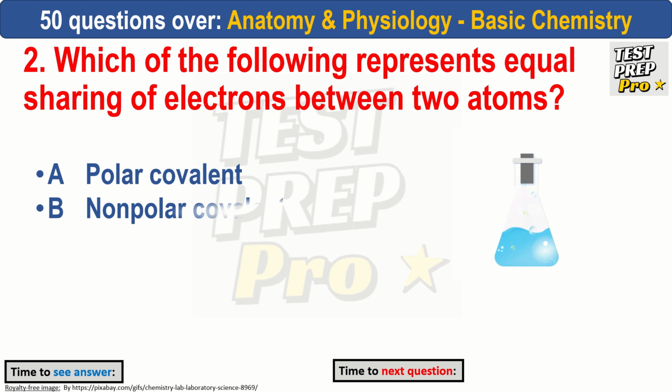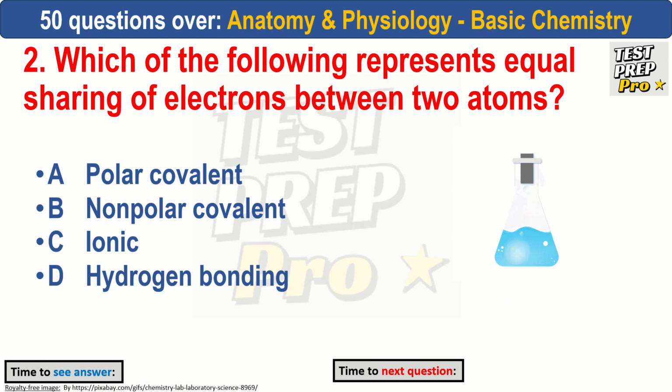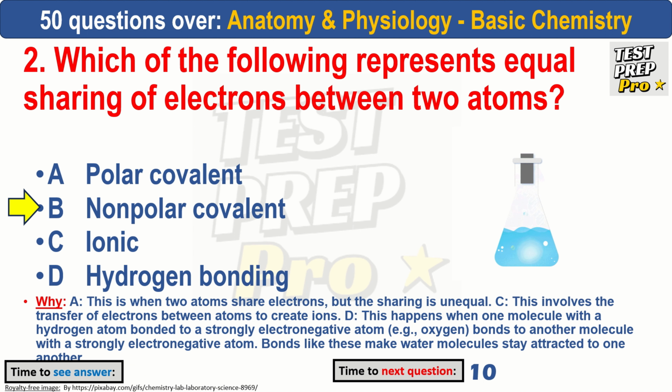Which of the following represents equal sharing of electrons between two atoms? Polar covalent, nonpolar covalent, ionic, or hydrogen bonding? Nonpolar covalent. Polar covalent, there's some sharing, but it's not quite equal. Ionic, it's more about stealing electrons. And hydrogen bonding, it's a lot in water molecules and how they kind of hold things together.